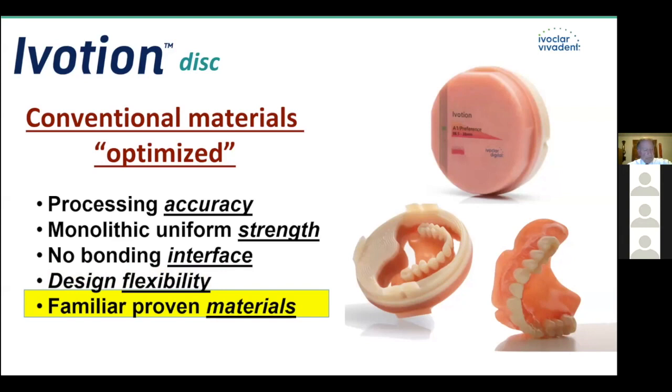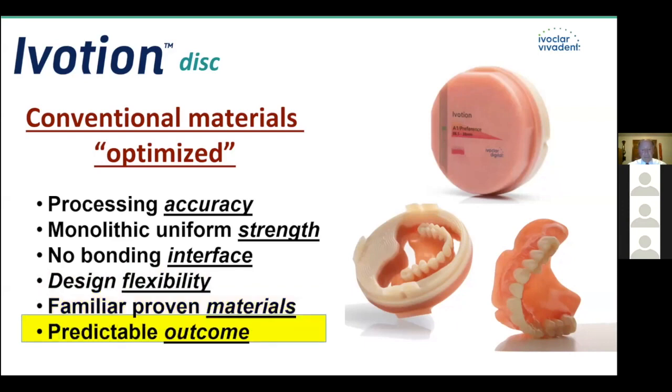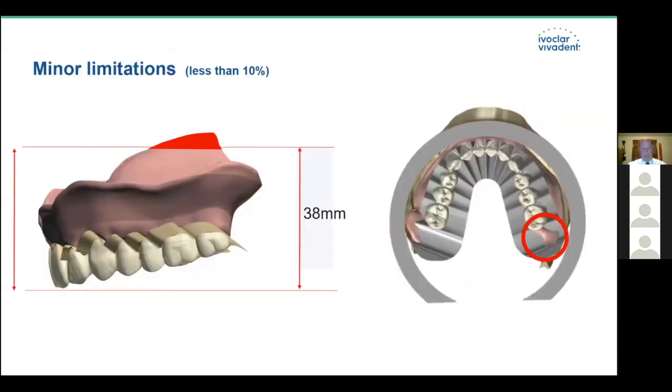And certainly the proven materials. Just going to double check my time here. Getting a little close, and you have to be a little careful with that. And then predictable outcome. Since these are proven materials, things you've worked with before, you could expect a very predictable outcome. Very few limitations. Size, sometimes extra large dentures or very steep retromolar pads might be a little issue.